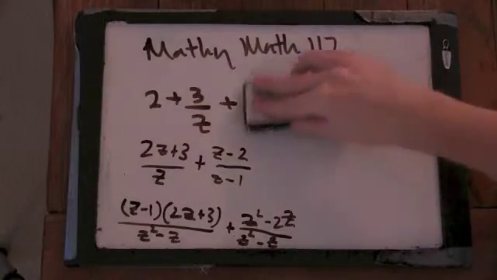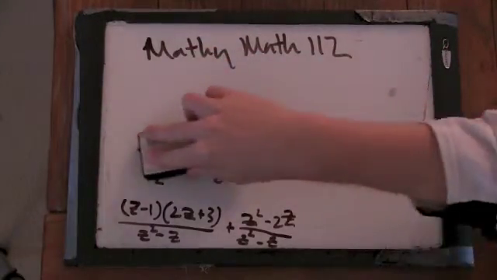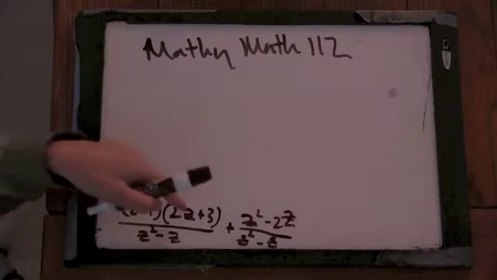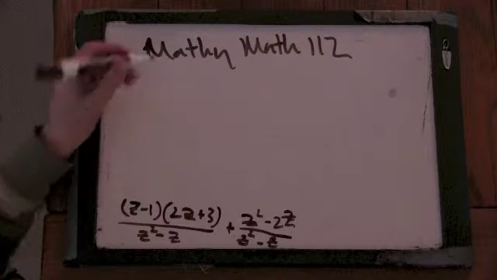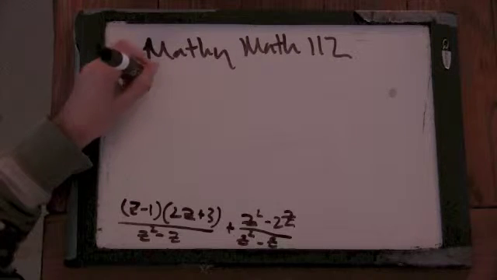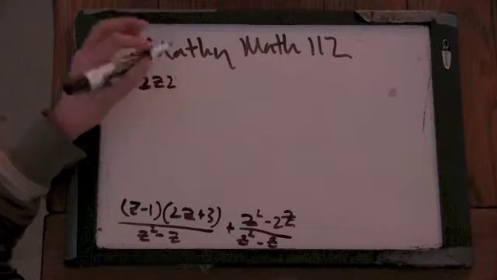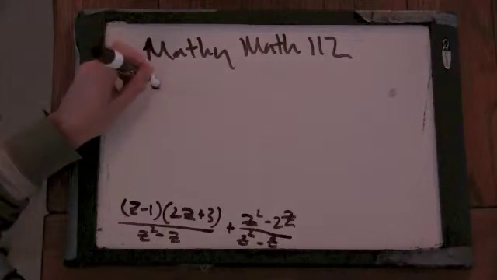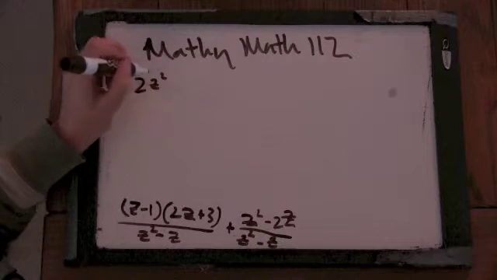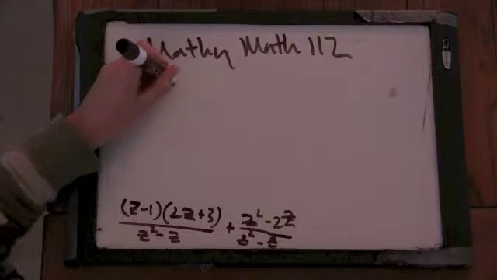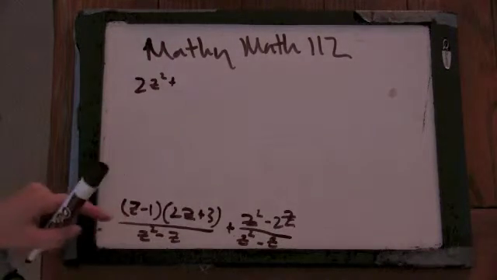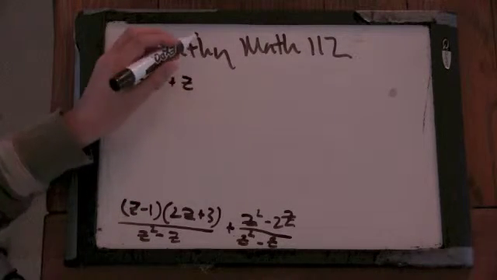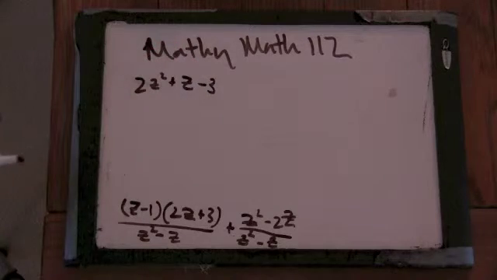So now, why don't we erase and go up to the top? What are you going to do next? Well, I'm going to multiply this stuff through. So you have 2z squared, plus 3z from that, and then minus 2z, so plus z, minus 3.